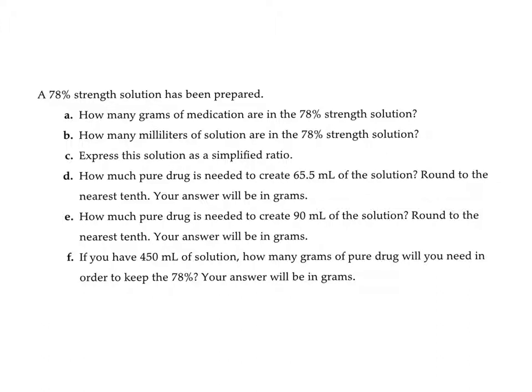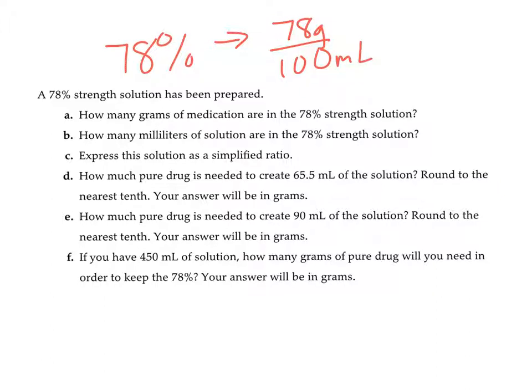So looking at the one we have on the screen, a 78% strength solution has been prepared. First question says, how many grams of medication are in this 78% strength? The second question says, how many milliliters? What those two questions are actually asking us is based on what we know about these percent solutions. So far, everything we've looked at, if I have a 78% strength, remember what that means is that we have 78 grams for every 100 milliliters of that solution.